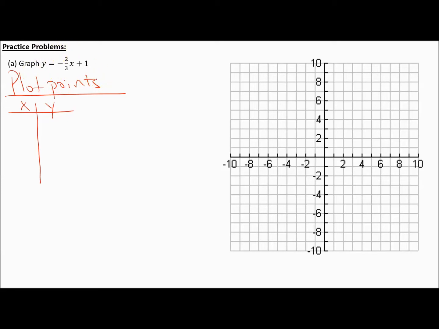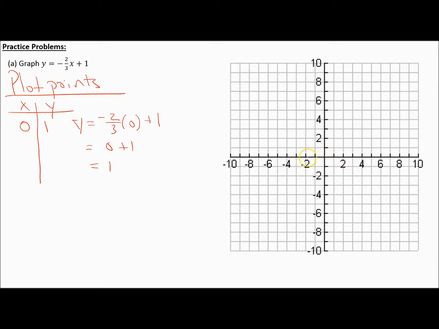It would be much easier to pick our own x values. And I'm going to tell you the truth, 0 is my favorite. I love to plug in 0 if I'm allowed. In other words, if 0 is in the domain of the equation, and 0 is, so here I go. I've got y equals negative 2/3 times 0 plus 1. Now you all know that negative 2/3 times 0 is 0, plus 1 is 1. So I have the point (0, 1) on my graph. So I'm going to plot that.